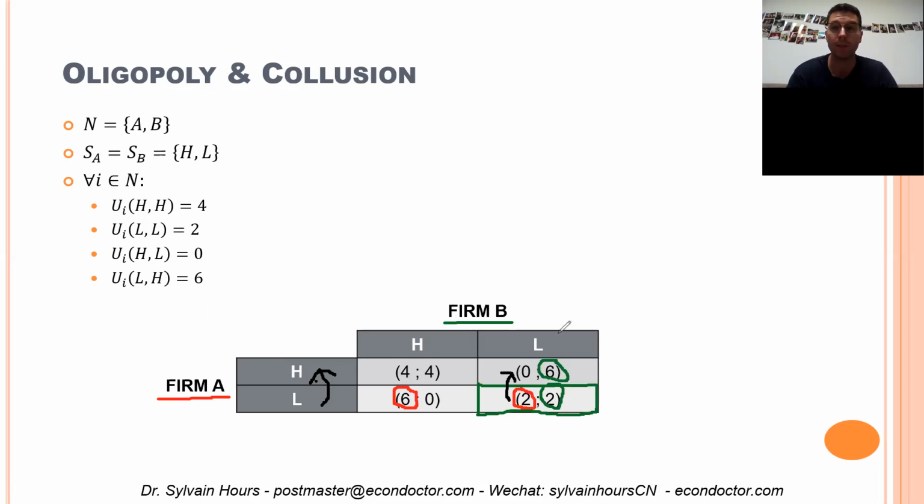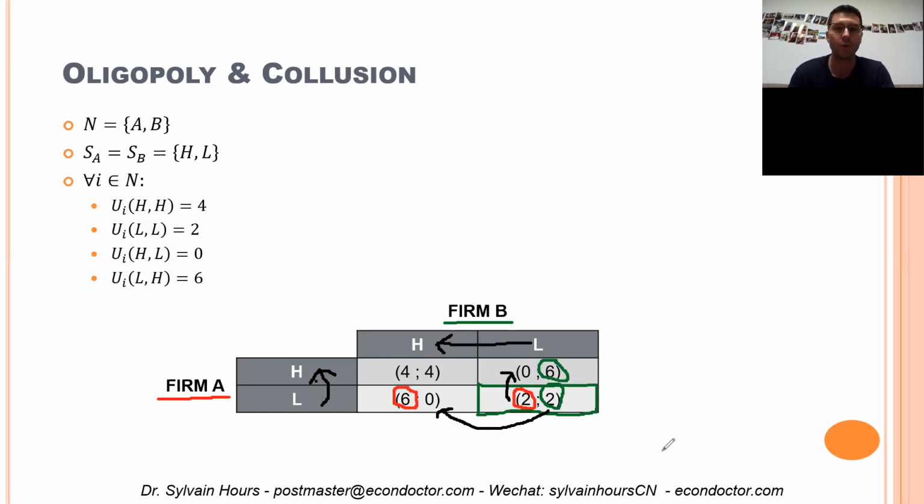And same thing for firm B. If we start from this combination of strategies where both firms charge a low price, if firm B decides to change its strategy, to move from low price to high price, then its profit would go down from $2 million to $0 million. So again, it is not a good idea. So that's why we say it's an equilibrium. It's an equilibrium because no firm has an incentive to change its strategy. So this is how we can solve the game using the Nash equilibrium criterion.